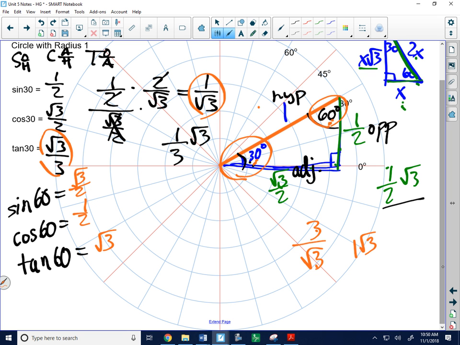So again, we got 9 values, sine, cosine, tangent of 45, 30, and 60, that are exact values instead of a decimal. So you'll see these a lot coming up in pre-calculus, and it's just nice to see how special right triangles and trig relate.